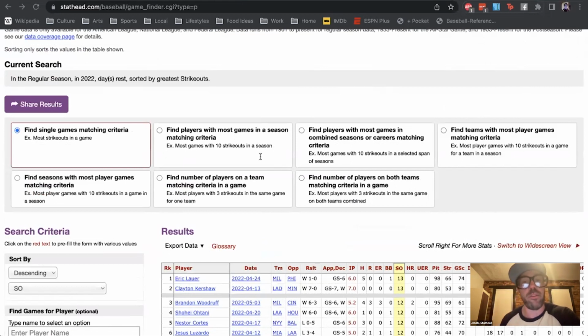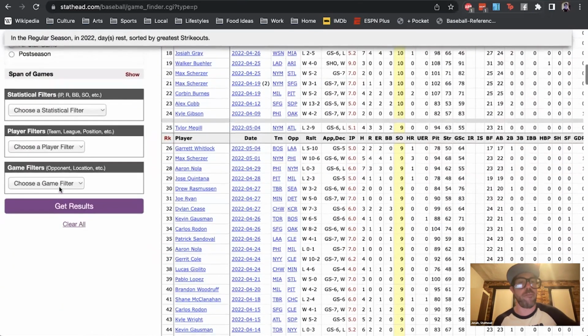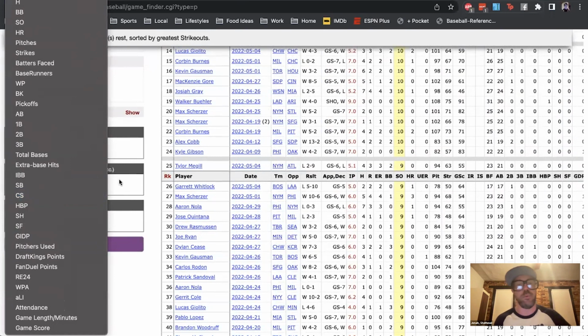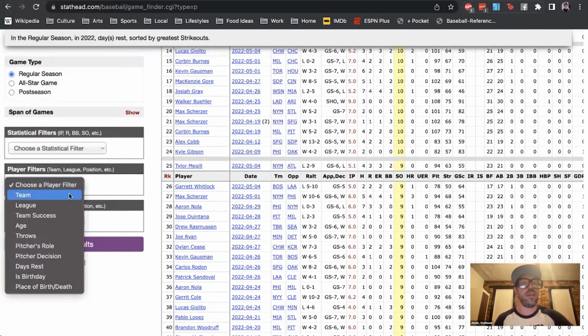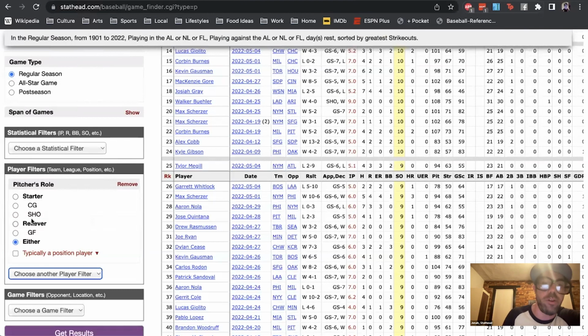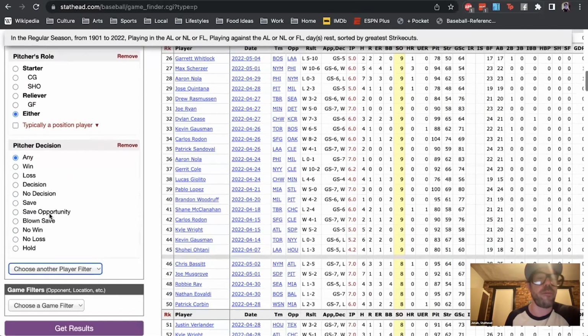One question we got was, how do you obtain relief pitchers' hold data? One good way to do that is here in the pitching game finder. If you scroll down to the filters, in addition to the statistical filters, which are kind of what you would expect, there's a bunch of player filters, and we have some pitcher-specific ones, including the pitcher's role and the pitcher's decision. So you can see whether someone was a starter or a reliever. And then within that, you can see if it was a complete game, a shutout, if the reliever finished the game. And then under pitching decision, you can see win, loss, decision, no decision, save, hold, all of that stuff.